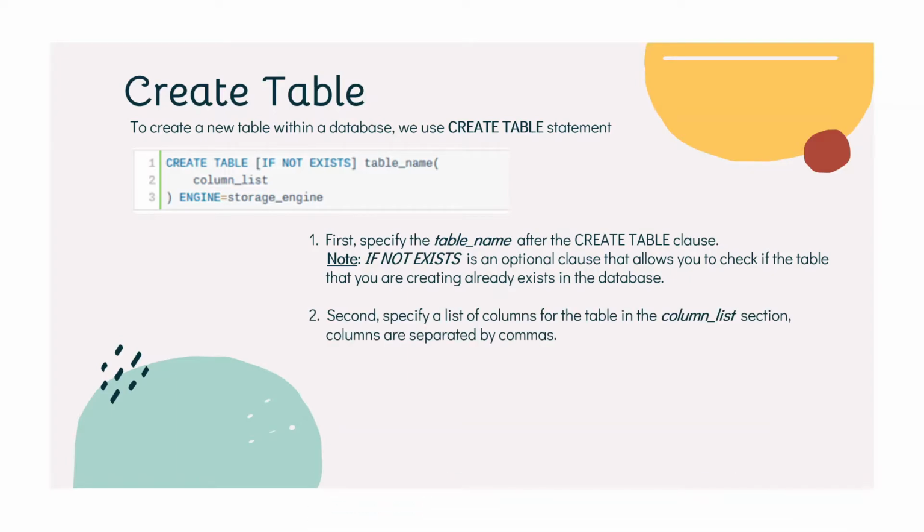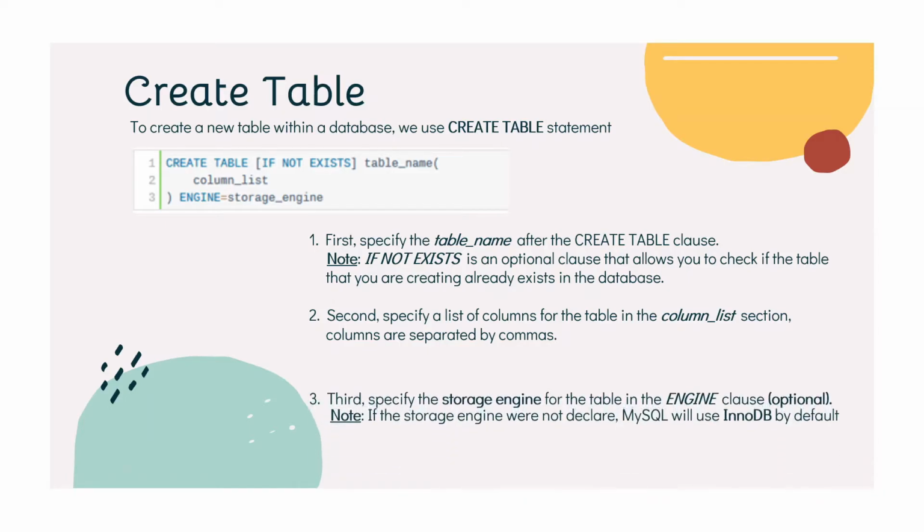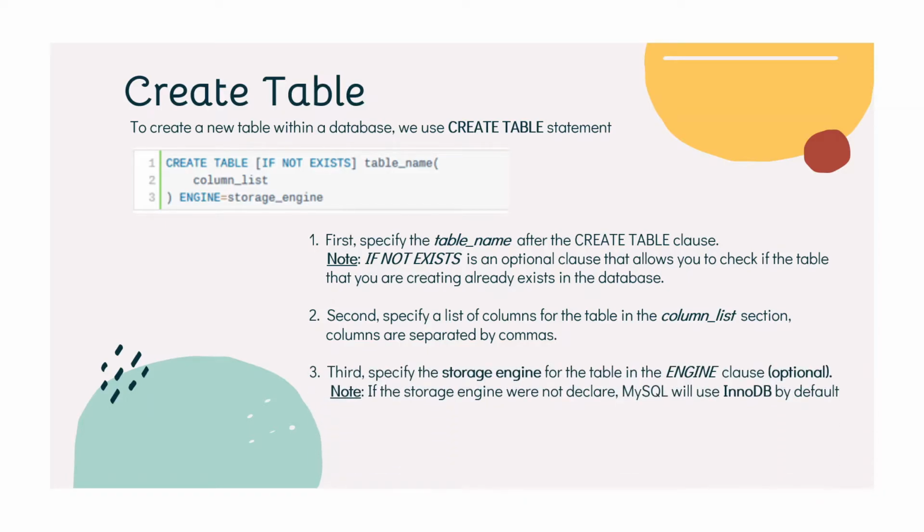Second, specify a list of columns for the table in the column list section. The columns are separated by commas. And the third is to specify the storage engine for the table. We can use the engine clause and then define the storage engine. It is optional, so if the storage engine is not declared, MySQL will use InnoDB as default.